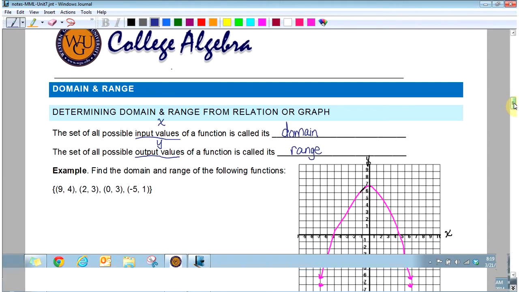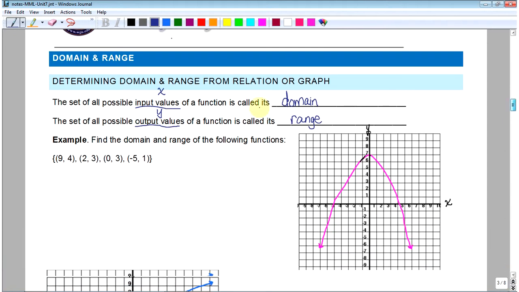So in this example, we want to find the domain and range of the following functions. Our first function is a relation, a set of ordered pairs. So we're going to be able to list all of the elements in our domain because we see there's a finite number of them. So we can use set notation, and I see all of my possible x values are 9, 2, 0, and -5.